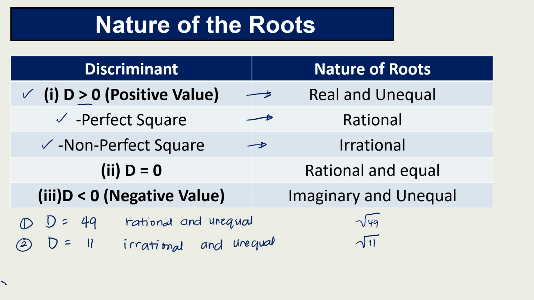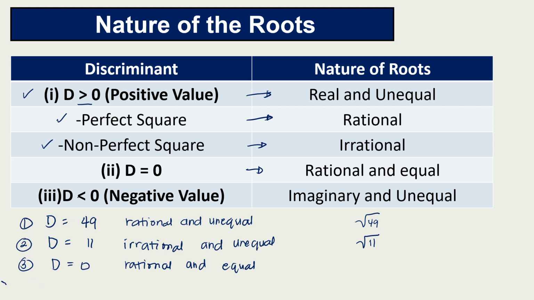And then the third example, let's say we have d equals 0. It says that if the discriminant is 0, then it is rational and equal. Rational because 0 is a rational number, or it will give us a rational number for the roots, and equal because it is equal to 0. So that is rational and equal. Or maybe in the values of x, they are identical.